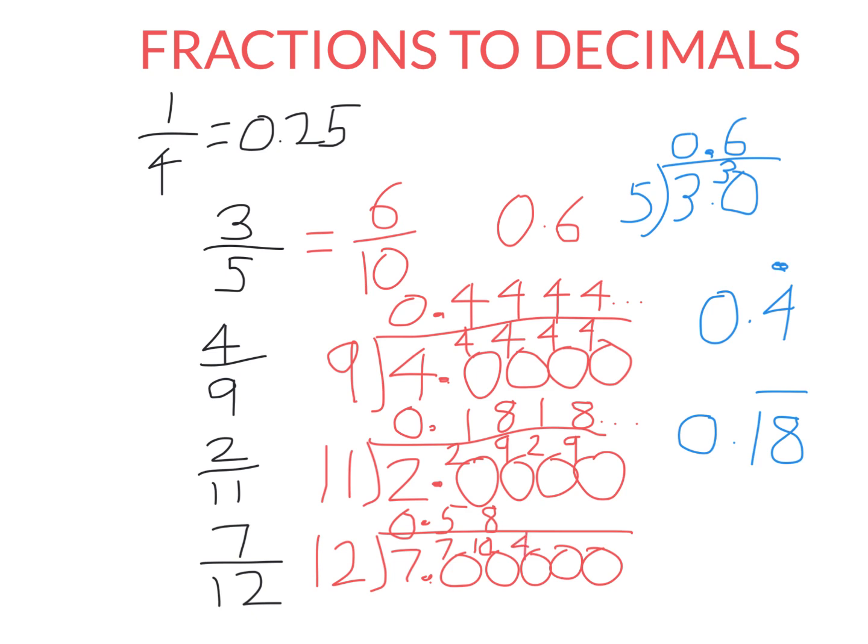How many times does 12 go into 40? It goes 3, remainder 4. How many times does 12 go into 40? 3, remainder 4. You can see we've now reached a pattern. The 3's will just keep going on forever and ever. We'll keep getting 12 into 40 is 3, remainder 4.